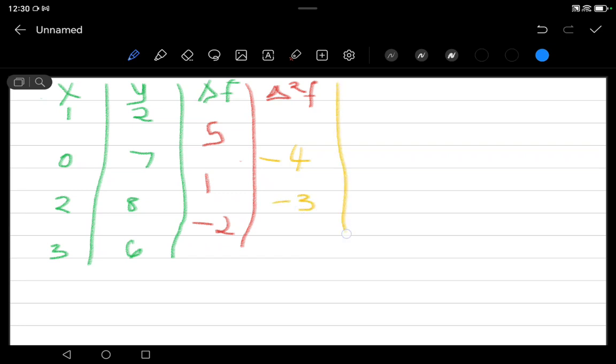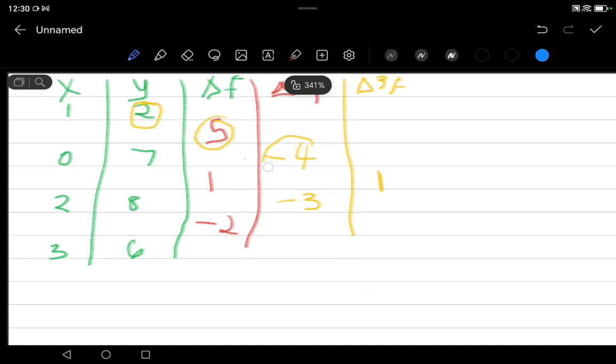Minus 3. And then we're going to have change in cube f. Here it's going to be minus 3 minus 4, which is going to be 1. Okay, and remember we said, what do you call forward difference? The top one is our coefficient for forward, and the backward is the bottom one.